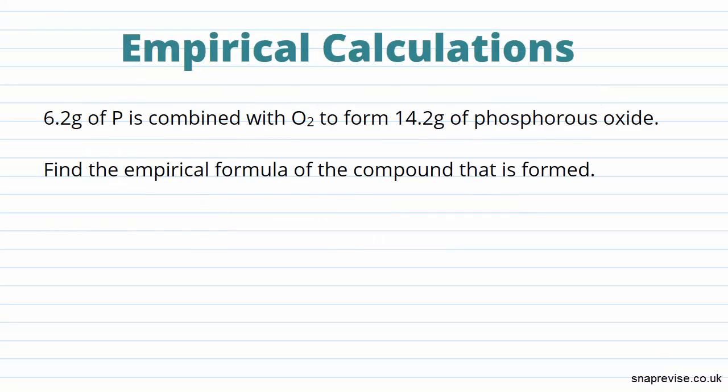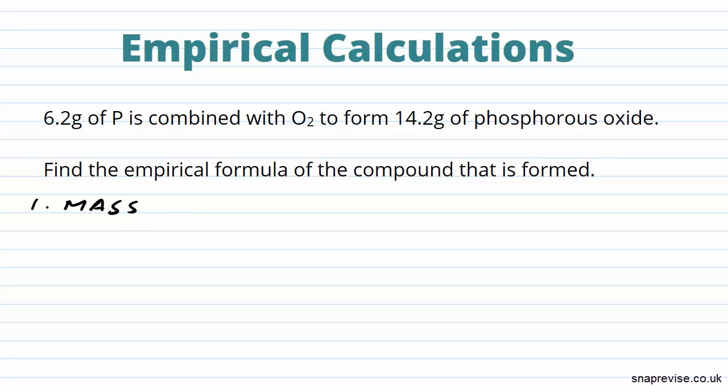6.2 grams of P, phosphorus, is combined with oxygen to form 14.2 grams of phosphorus oxide. Find the empirical formula of the compound that is formed. Now, when we're doing these types of calculations, there are certain steps that need to be taken, and if you follow these stages whenever you're given a calculation to find the empirical formula, you'll be sure to find the right answer. So step 1, let's write down the mass of the elements that we have.